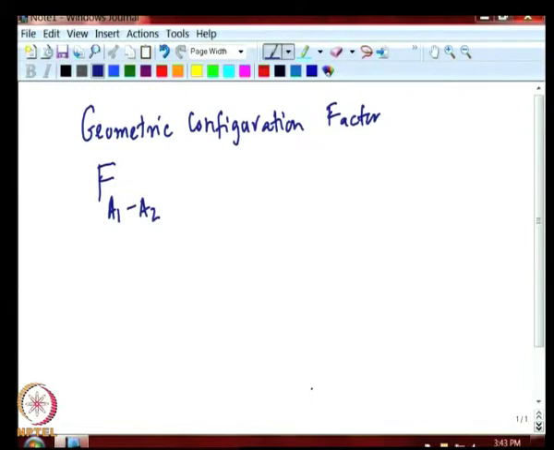So, the term geometric configuration factor is the correct definition, because this depends on the geometry of the problem, the various geometries involved and the relative configuration of the two surfaces. But since this term is long and unwieldy, people use shorter terms like shape factor or view factor. So, these are words normally used to indicate this term, which is geometric configuration factor.